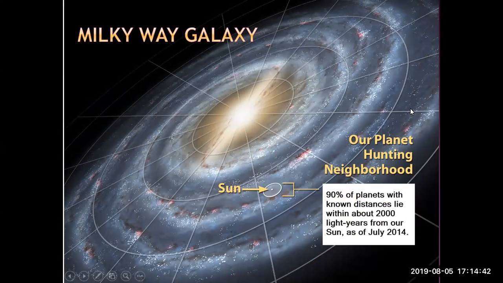Then here's the Milky Way galaxy. It's shaped like a disk and has arms. And here's where the sun is in the Milky Way galaxy. You can see that this little circle is the area where we can detect planets orbiting other stars. We can see far out into the universe, but as far as finding planets, it's just in this little neighborhood here in the Milky Way galaxy.